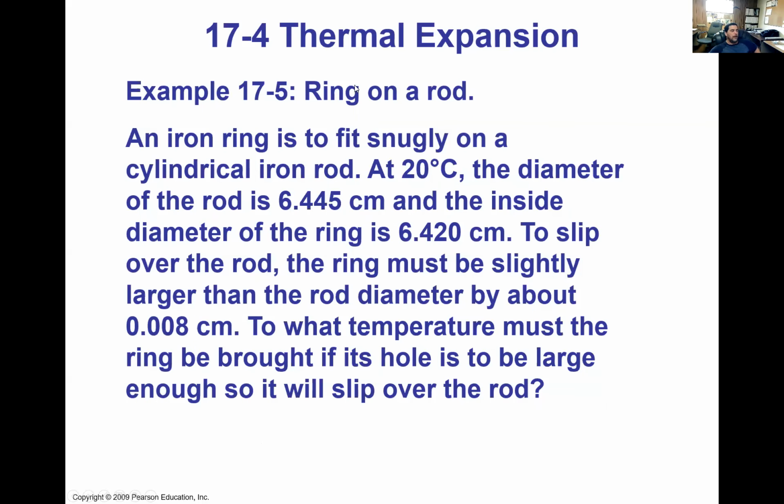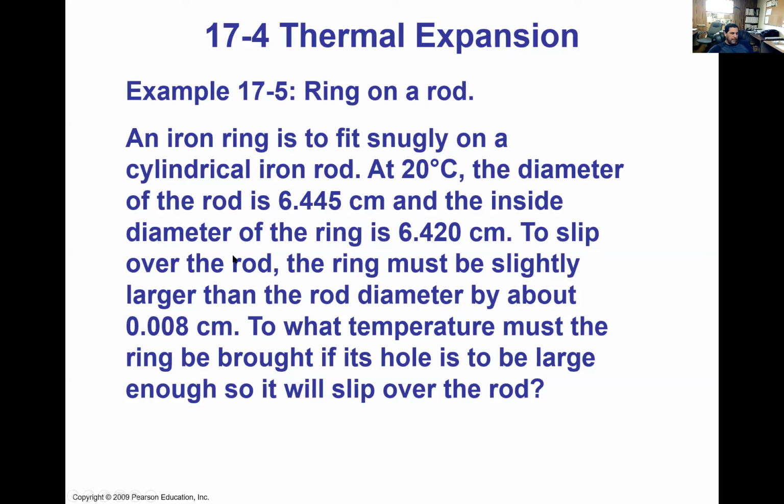So an example: an iron ring is to fit snugly on a cylindrical rod at 20 degrees Celsius. The diameter of the rod is 6.445 centimeters. So notice this is diameter, not radius, okay? So be careful with that. We're given diameters here. And the inside diameter of the ring is 6.420. Now notice that the rod is slightly larger than the ring at 20 degrees Celsius.